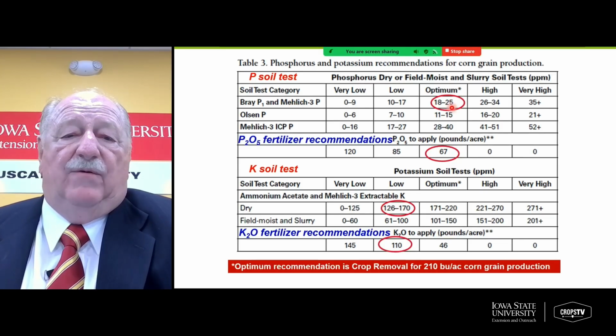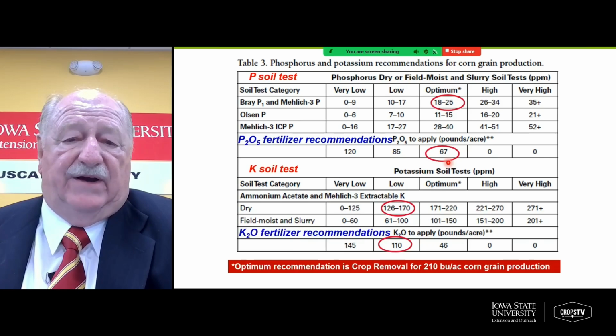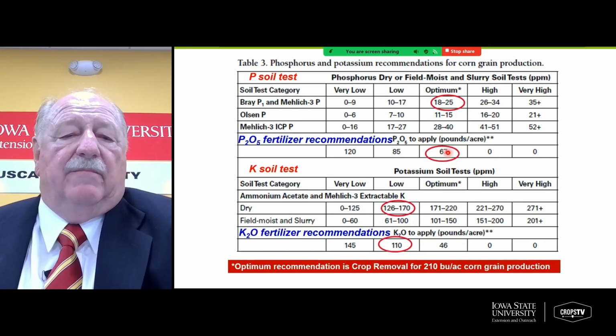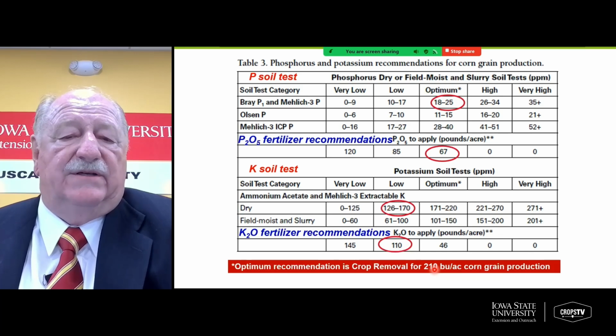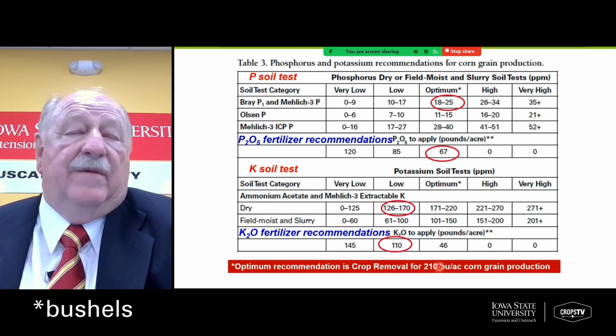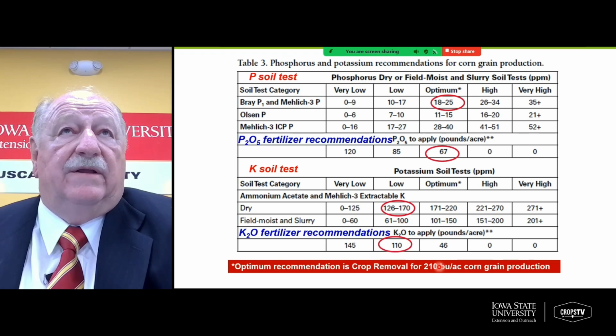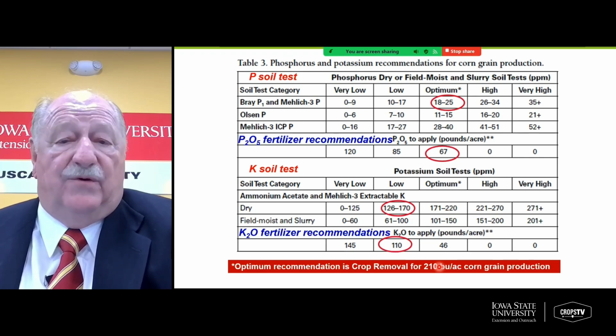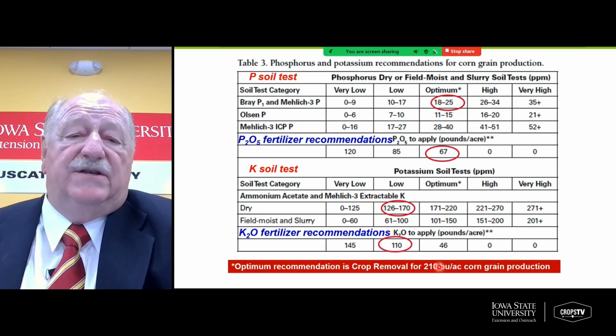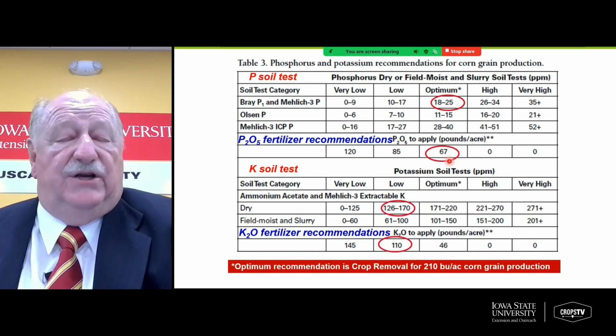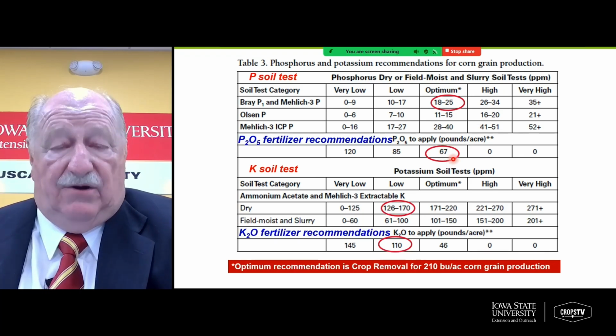We said that the Bray P1 was a 20, which is optimum. And so the table says to put on 67 pounds of phosphorus, P2O5. But notice at the bottom here, this is crop removal for 210 pounds. Remember when I said 200 before? That would be 64 pounds, and so forth and so on, okay? And so this number here would need to be adjusted for the yields that you are taking off of that field.